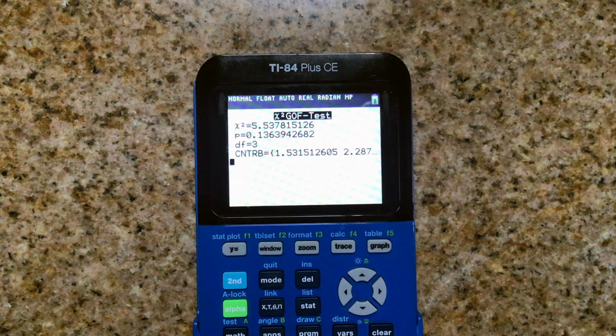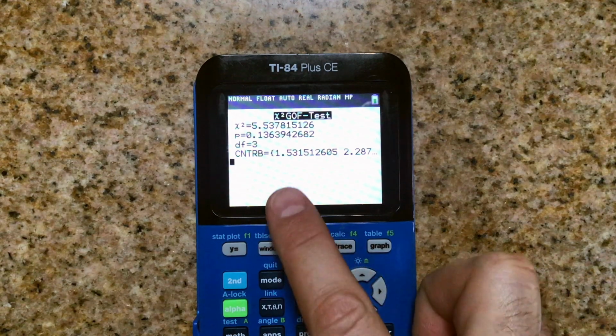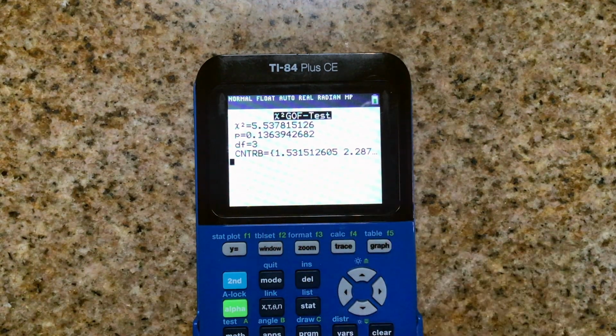And there you have it, 5.5378, okay? So a skosh off from what we had in our original problem that I wrote down earlier because I was doing it by hand instead. And we have a p-value of 0.136394. What's really cool is it gives you the contributions there. The contributions are very interesting for us right there. So why don't we go ahead and see what we can do with that.